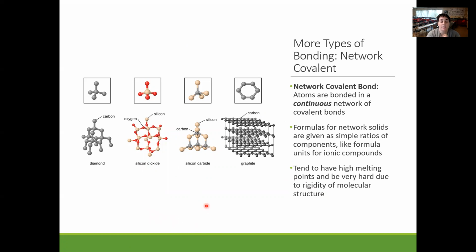So our main focus in bonding is going to be on ionic and covalent bonds, but I've given you just a couple other examples here of other bonds that do exist, metallic and network covalent bonds. But for the rest of the unit, most of our focus will be around ionic bonds and covalent bonds.